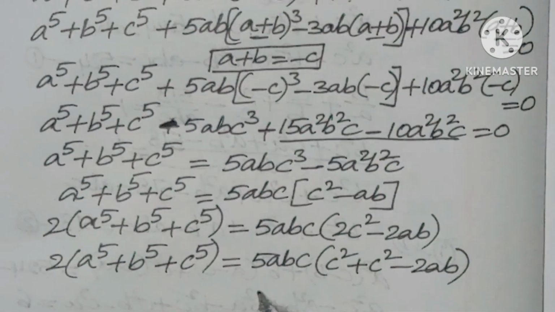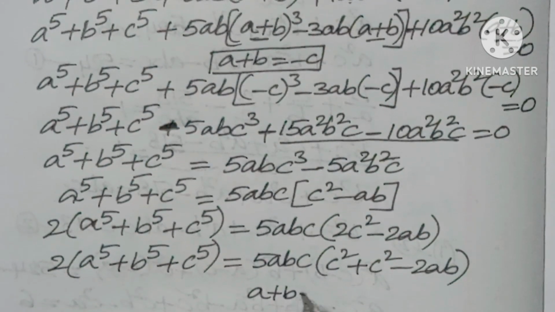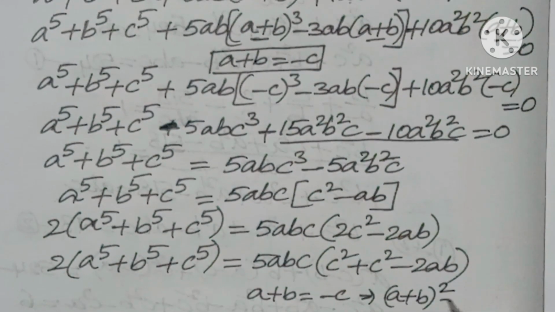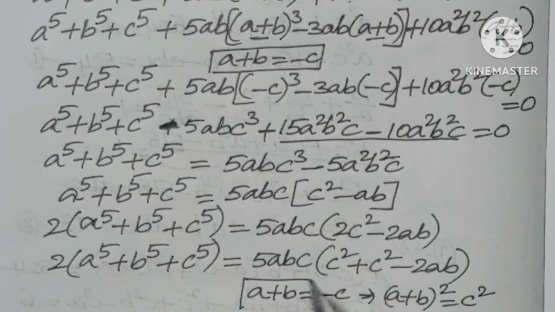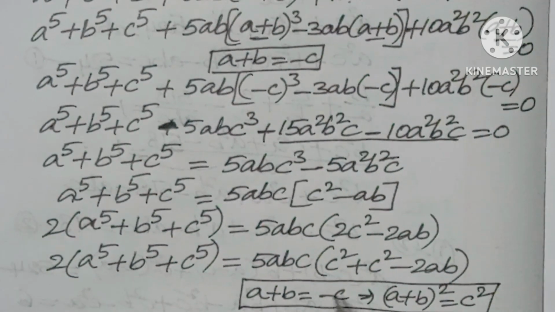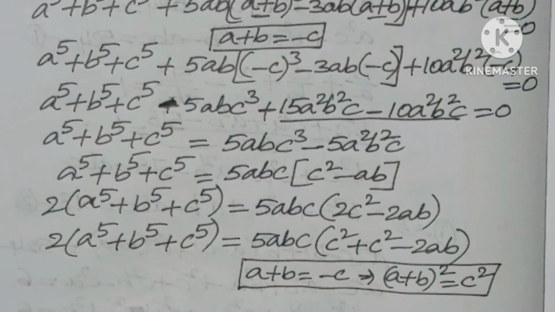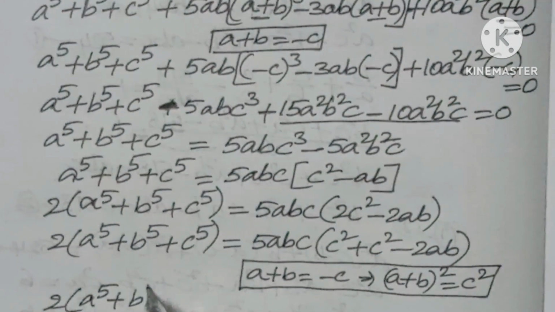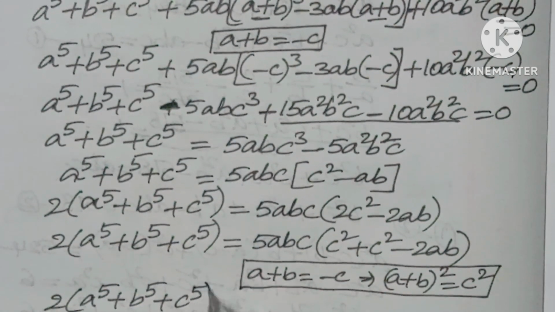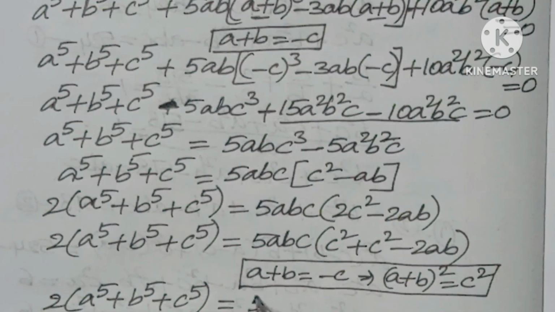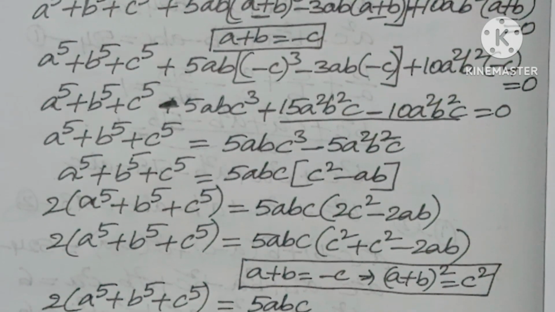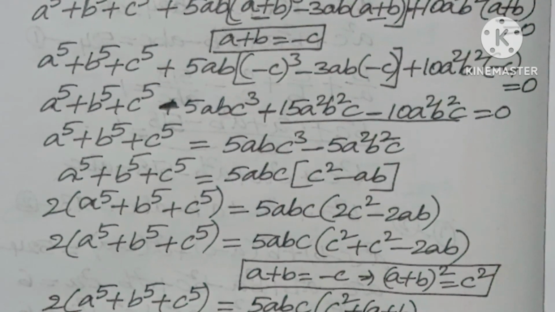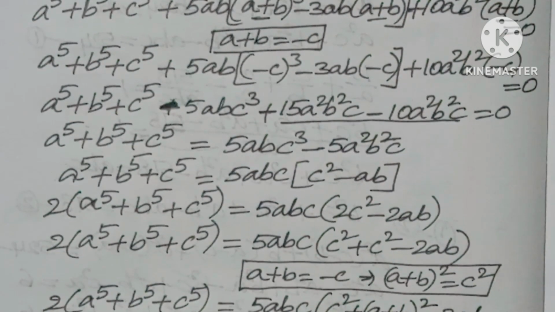So here you are doing another logic. a plus b is equal to minus c. a plus b whole square is equal to c square. So from this, replace one c square with a plus b whole square. 2 of a to the power of 5 plus b to the power of 5 plus c to the power of 5 is equal to 5abc into c square plus (a plus b) whole square minus 2ab.